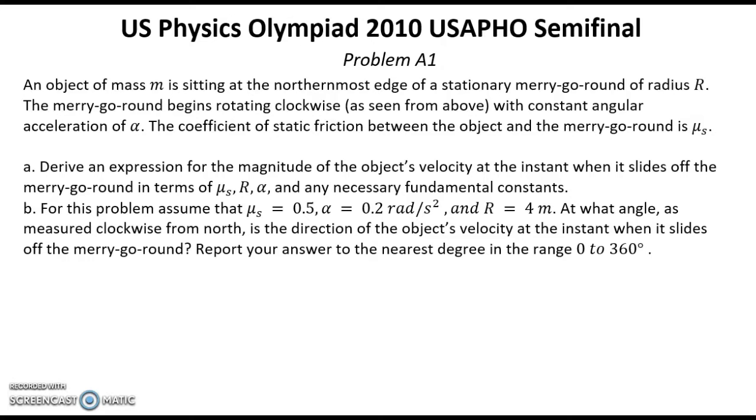Question B. For this problem, assume that mu static equal 0.5, alpha equal 0.2 radians per second squared, and r equal 4 meters. At what angle, as measured clockwise from north, is the direction of the object's velocity at the instant when it slides off the merry-go-round? Report your answer to the nearest degree in the range from 0 to 360 degrees.